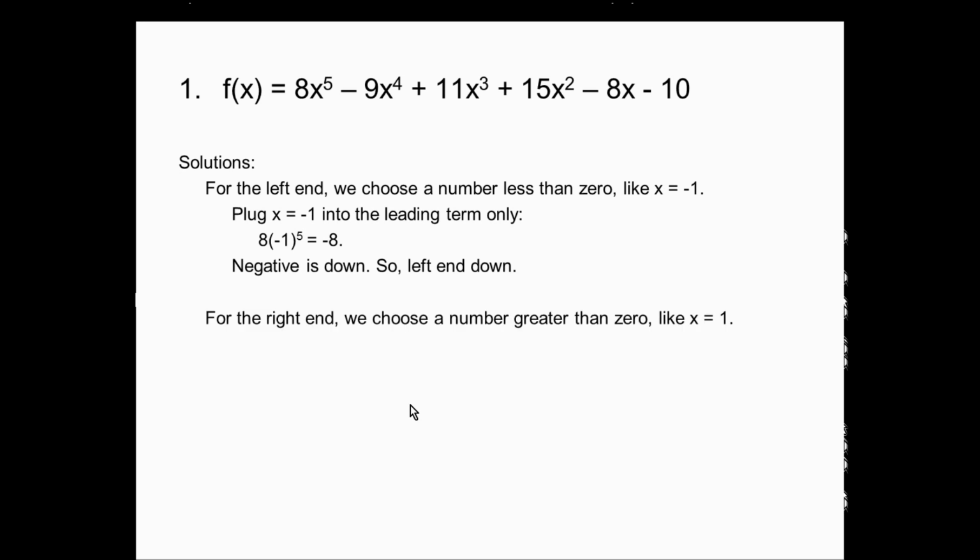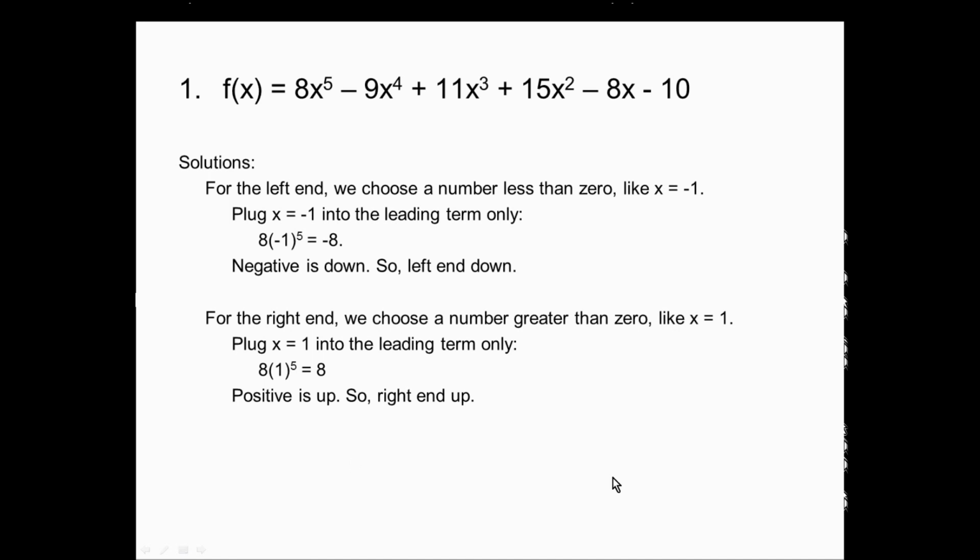For the right end, choose a number bigger than 0, like 1. Notice I'm always going to pick negative 1 and 1 for the leading term test and just plug it into the leading term. So I'm going to have 8 times 1 to the fifth, which is 8, because 1 to any power is just 1. That's positive. Positive is up. So right end up. That's all you do.